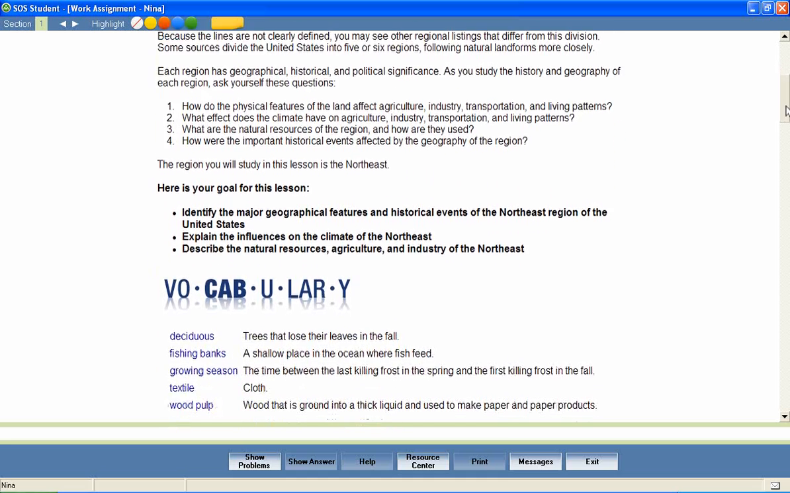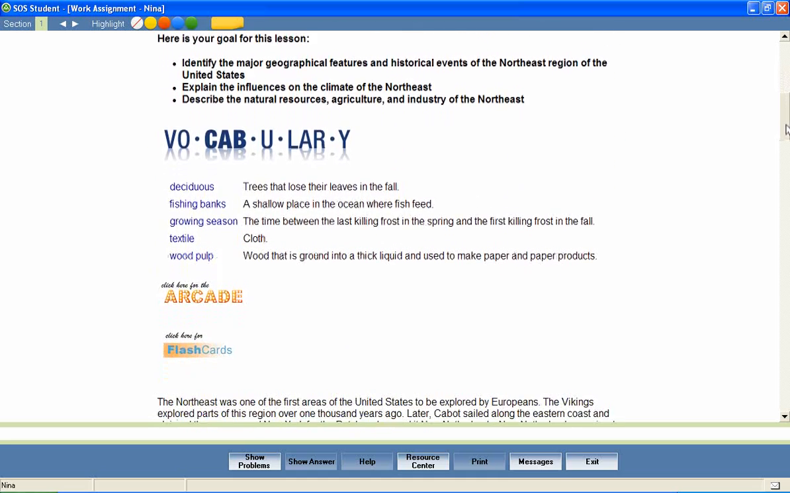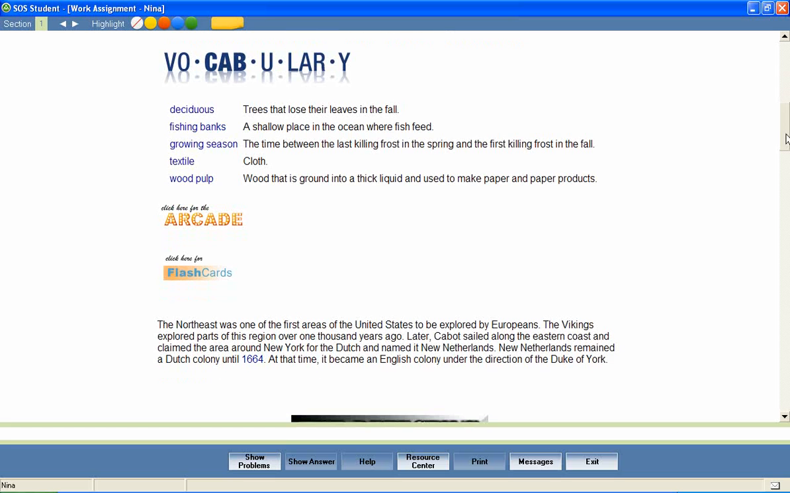At the beginning of most lessons, your students will also encounter a list of vocabulary words that will be used throughout the lesson. We've included several activities to encourage mastery of these important words. For example, students can hear the correct pronunciation of each word. Textile, wood pulp.